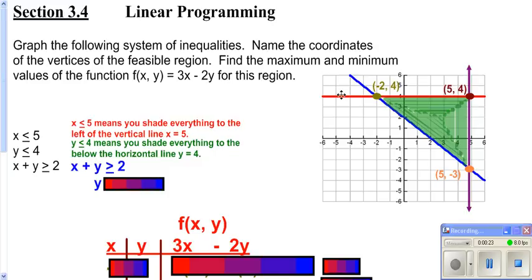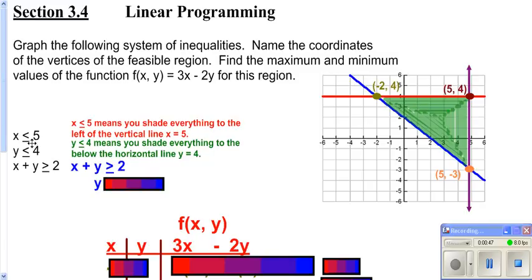Your feasible region is what you get when you graph a system of inequalities like we have over here. When you graph those and you're looking at the overlapping region, that's your feasible region. Now, we have our feasible region over here in green. But let's review how to come up with this feasible region.